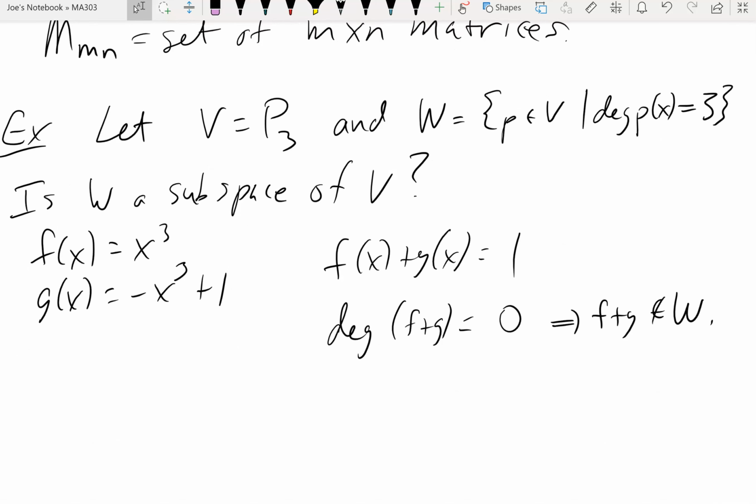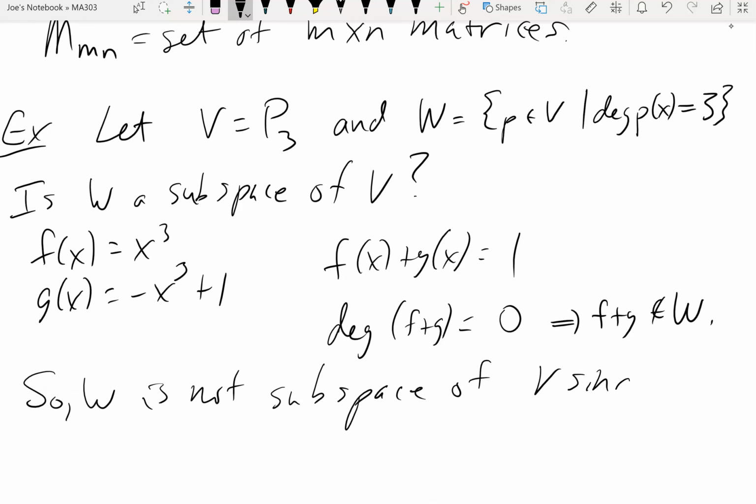What specific scalar could we show that it's not closed under scalar multiplication? 0, yeah. Okay. So just write the conclusion here. W is not a subspace of V, since W is not closed under addition.